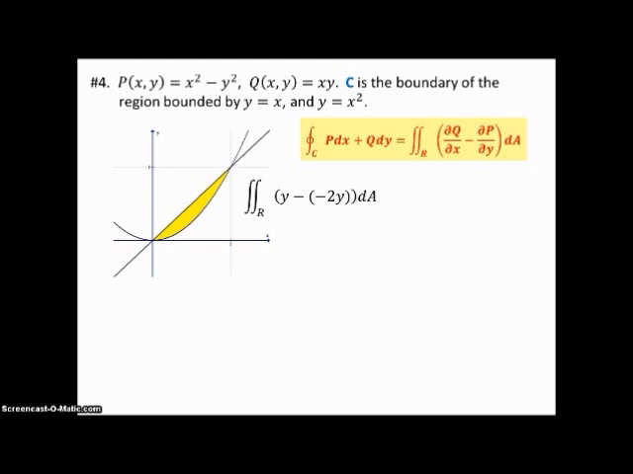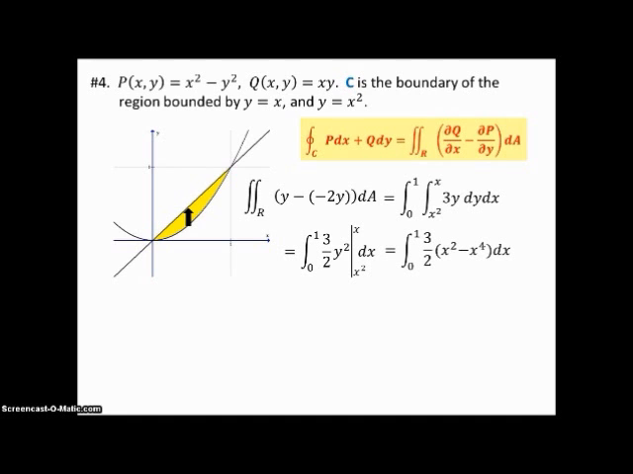Again, you have a choice with your area because it's vertically and horizontally simple, but it's going to be easier to do vertically first because we have y in terms of x. So in our iterated integral, y can go from the bottom curve x squared up to the top curve x without having to do any solving. And then x goes from 0 to 1. y minus negative 2y is 3y, so again our antiderivative is simple. It's 3/2 y squared, and we evaluate that from x squared to x, which gives us 3/2 times x squared minus x to the 4th.